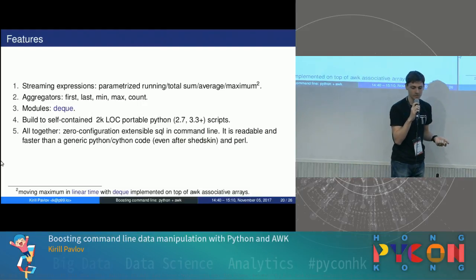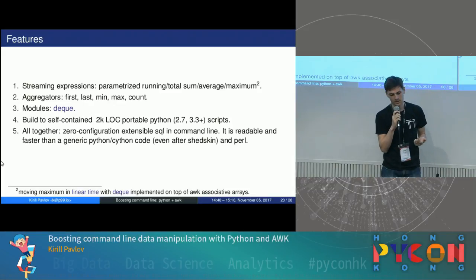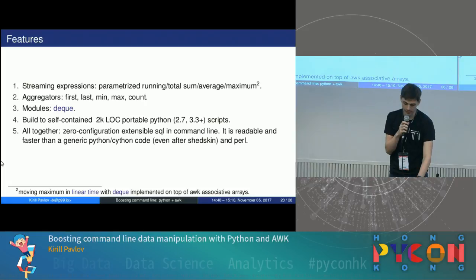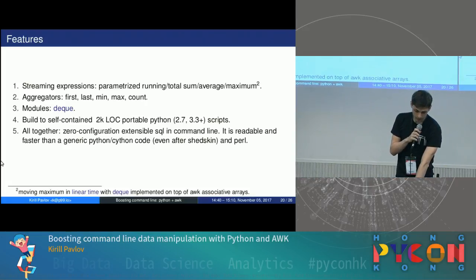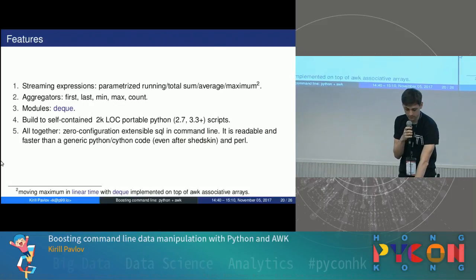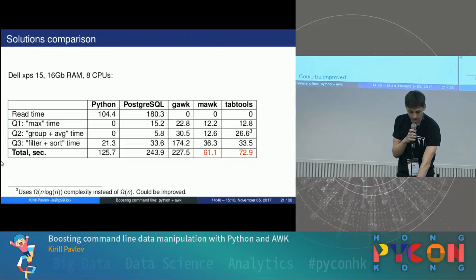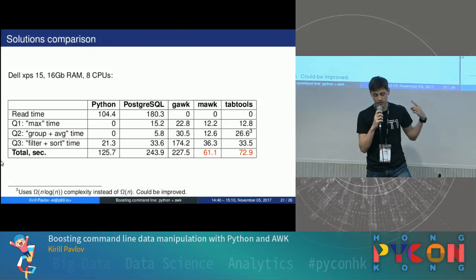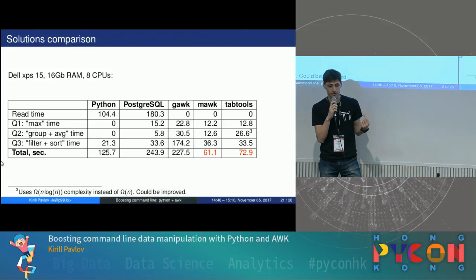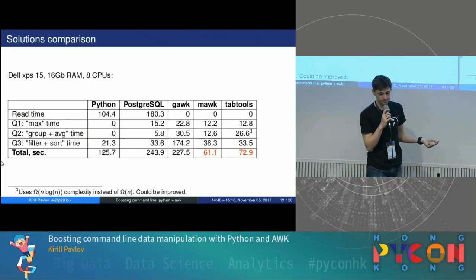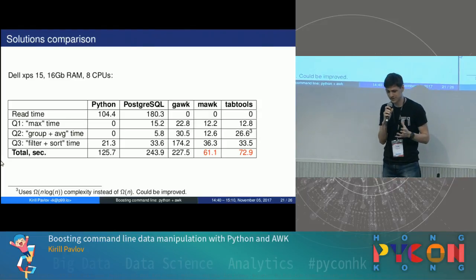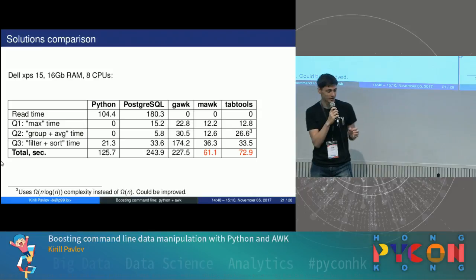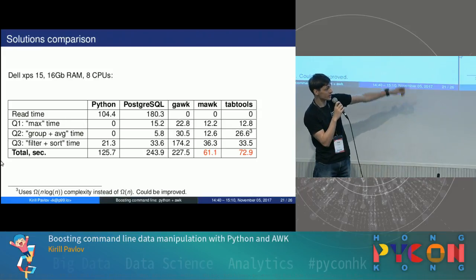The other thing which is also important is that they are portable, so you could work with Python 2.7 or 3, no matter what Python you have on your server. No configuration, straight away, works faster than Python, Cython, Perl, even with sed and awk. And that's actually the table, the comparison of Python, Postgres, and different awk and tab tools. While there is some room to improve certain functionality, for those three questions, as you could see, the last one, tab tools, actually works faster.